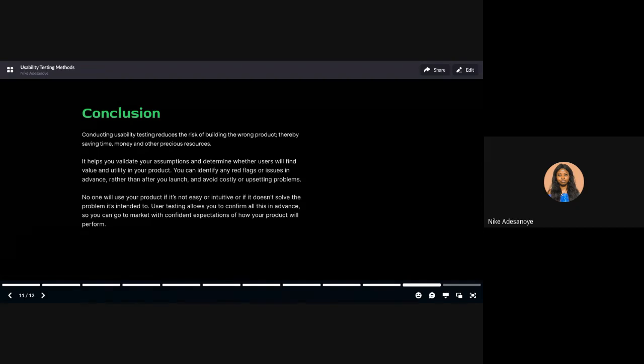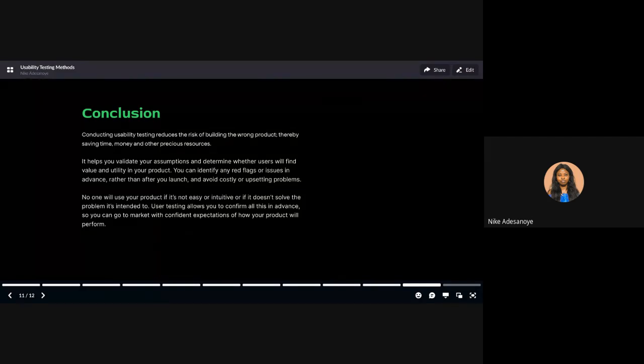And with usability testing, you are able to validate your assumptions and also determine whether users will find value and utility in your product, which is also true. Which I also said, we don't conduct user research, so most times we just go on creating hypotheses and assumptions, right? So with usability testing, you are able to know that these assumptions or hypotheses that I came up with are something that is needed now, or something that will work, or also something that won't work. With usability testing, you're able to know this.